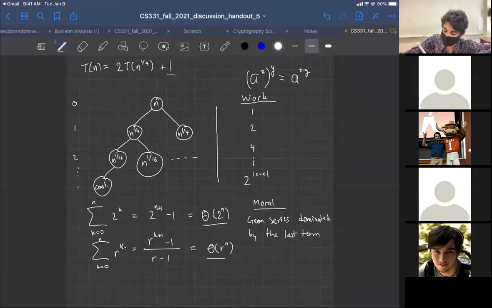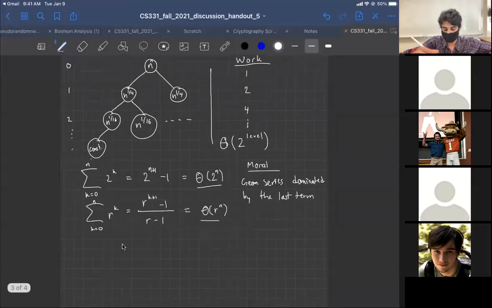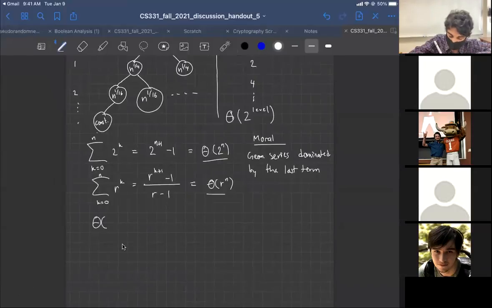So the important thing here is when you have a geometric series, like when you're trying to sum up the work and each level doubles the amount of work, the last level dominates the runtime. You can just say it might as well just be theta of 2 to the level. So we have our runtime here. The runtime is theta of 2 to the level.